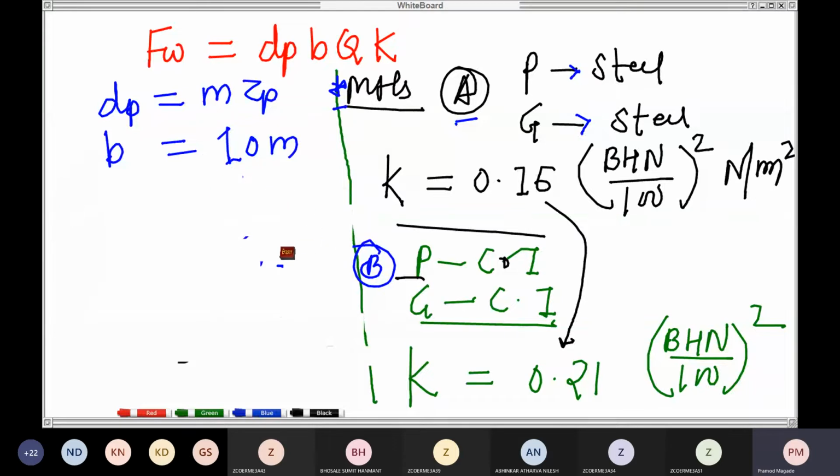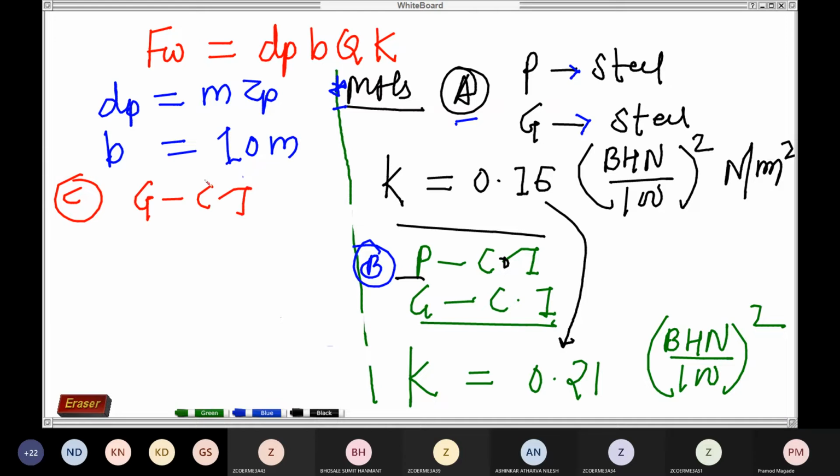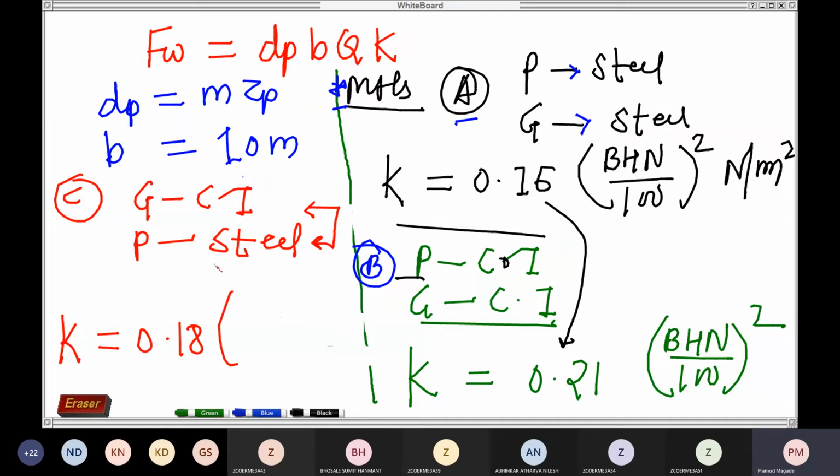Now here is the important one, the perfect arrangement. At the time of teaching I told you the perfect arrangement, that is, the gear is made up of cast iron. The third condition: the gear is made up of cast iron and the pinion is made up of steel. So this will be the perfect condition. This is the condition in industry, in automobiles. Then the load stress factor K is equal to 0.18 times (BHN by 100) squared. So this will be your third equation from the material point of view.